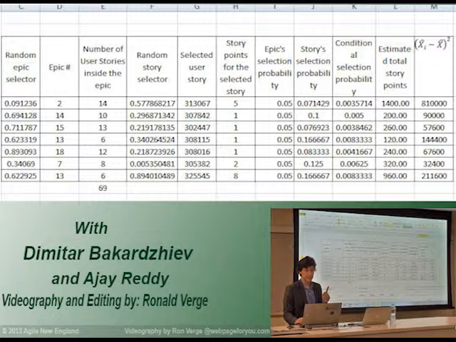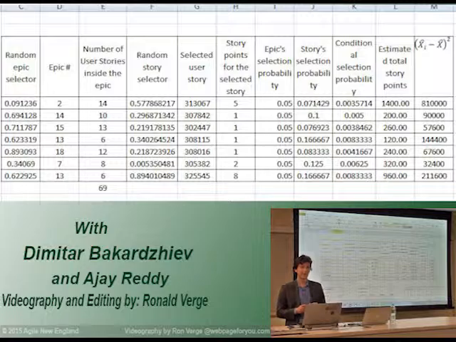That's the first estimate. And then I start with the second epic. Right? It is epic number 14, based again on the random number. The most important thing here is that we should select at random.